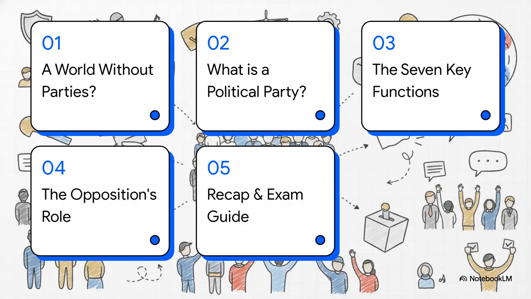So, here's what we're going to cover today. First, we'll imagine a world without any parties at all. Then, we'll get a really clear definition of what a political party is. After that, we'll dive into the 7 key jobs they do, explore the crucial role of the opposition, and finally, I'll give you a simple guide to help you write the perfect answer on this topic in your exams.